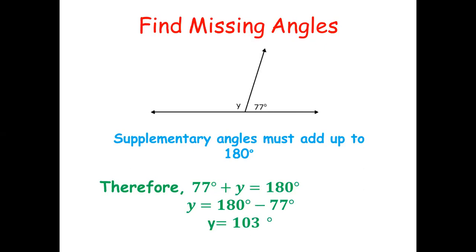Only these two words are important. Complementary means 90. Supplementary means 180 degrees. If you remember these two words and the concerned angles, it's easier to find the missing angles.